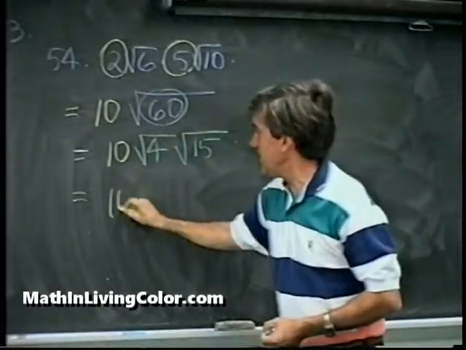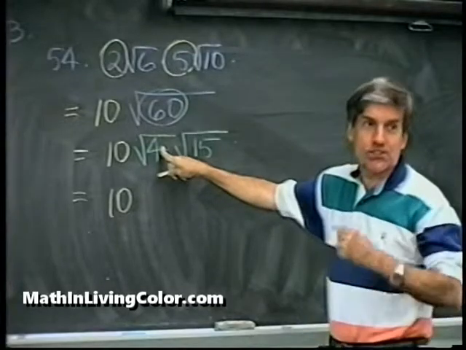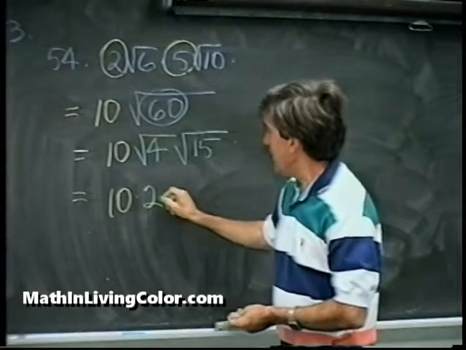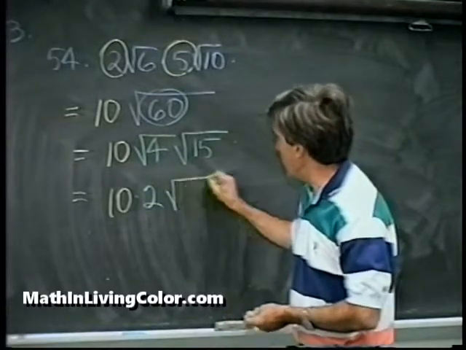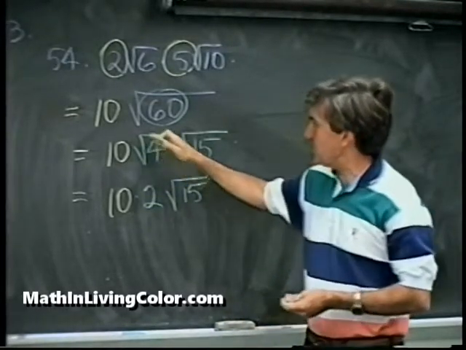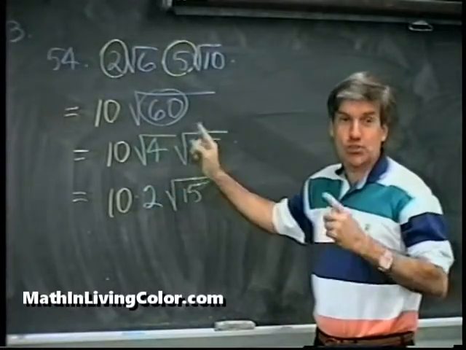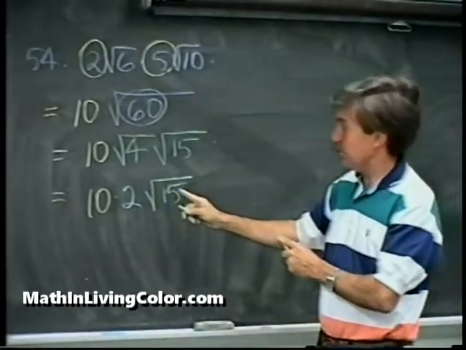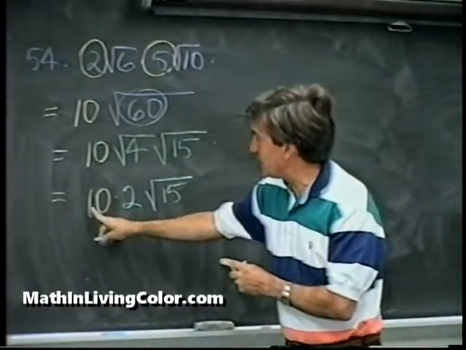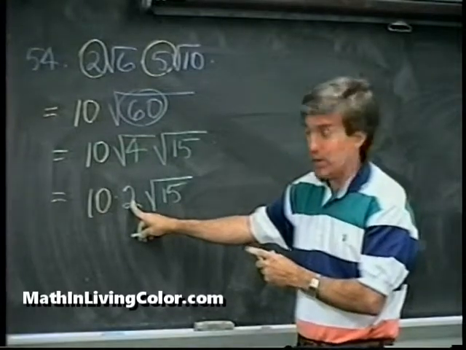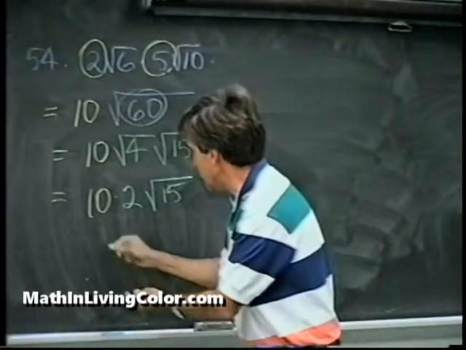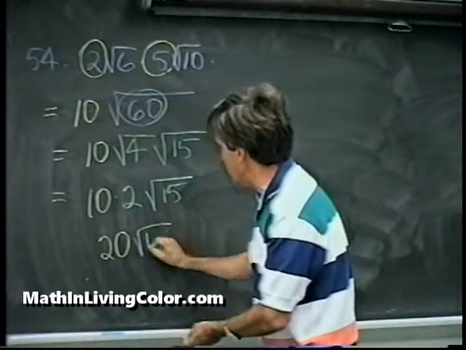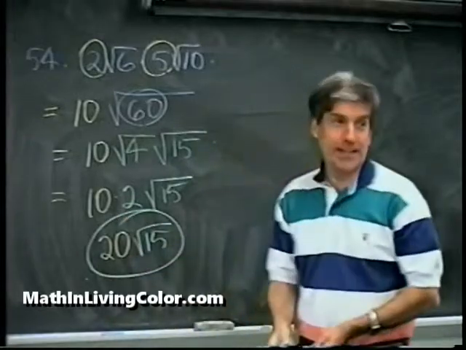Now, what's the answer going to be? 10. Now, the square root of 4 is 2. So we put down 2, okay? And then times the square root of 15. Now, don't put the square root of 2. If you take the square root of 4, it's 2. Put 2, not the square root of 2. And then you can multiply. The 10 times 2 would be 20. So my final answer is 20 times the square root of 15. Okay, any questions on that?